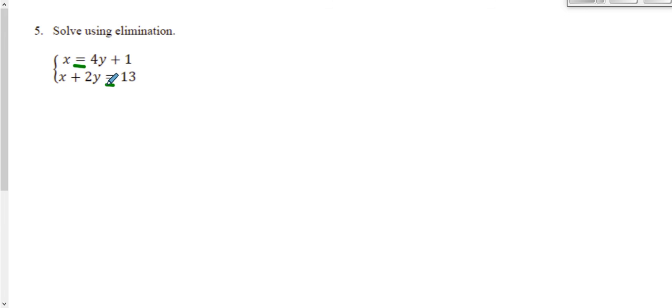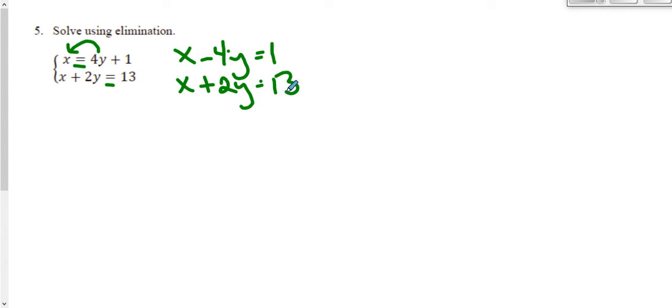I'm going to go ahead and take my top equation and move the 4y over to the left so that these are both in standard form, but again, that does not have to happen in that order as long as everything's lined up. So in order to move that, I'm going to have to subtract that 4y from both sides. So I have x minus 4y equals 1. And my bottom equation can stay exactly the same: x plus 2y equals 13. So now my equations are lined up.